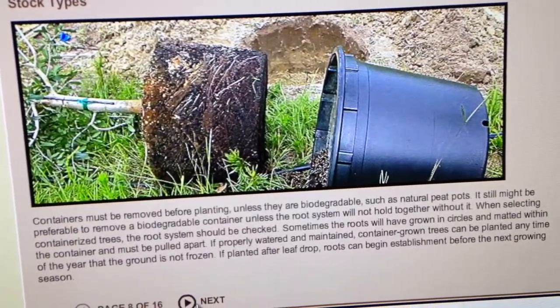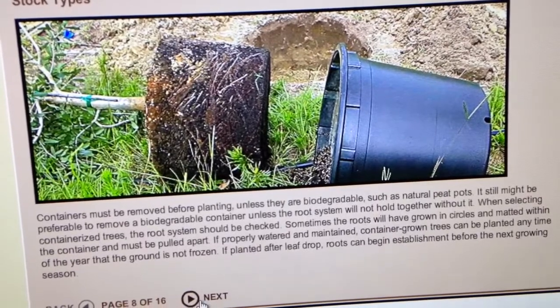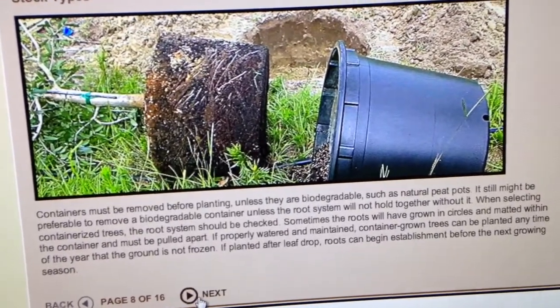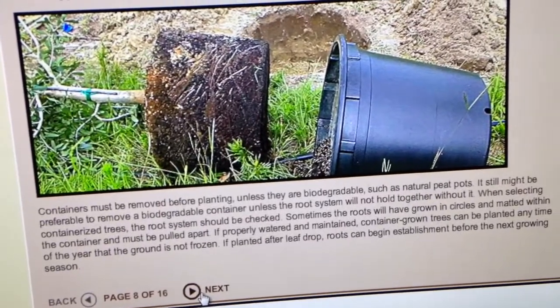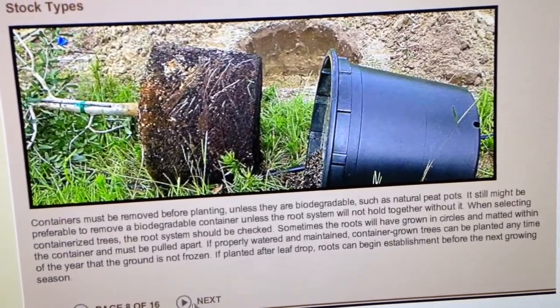If properly watered and maintained, container-grown trees can be planted any time of the year that the ground is not frozen. If planted after leaf drop, roots can begin establishment before the next growing season.